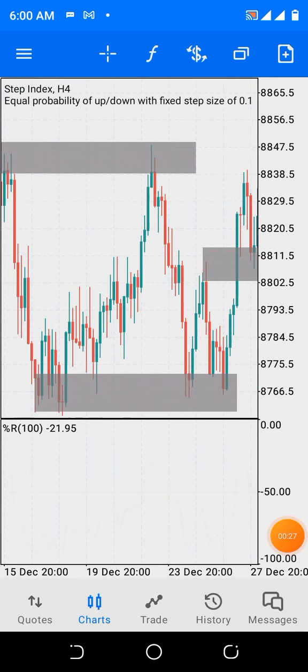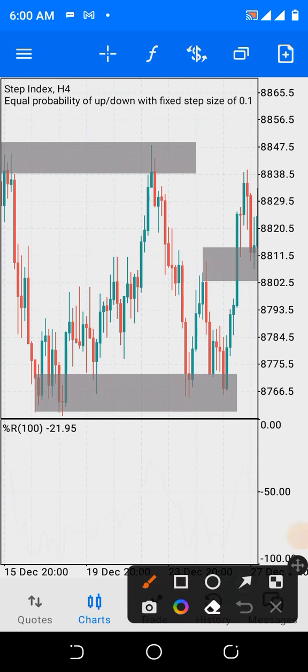So if you look at my chart now, you will see the horizontal bars marking the support and the resistance. So here is my support down here, while up here is my resistance level.